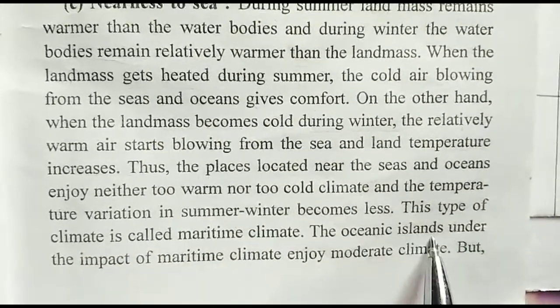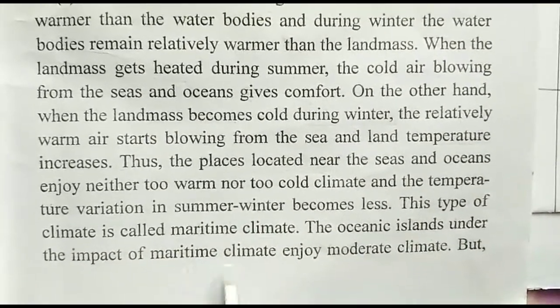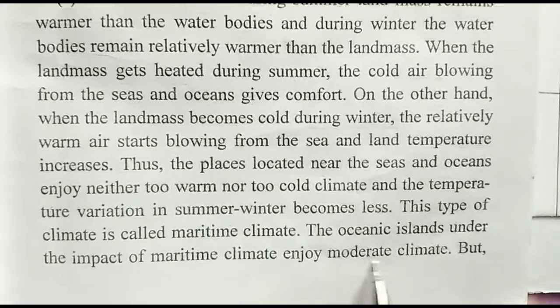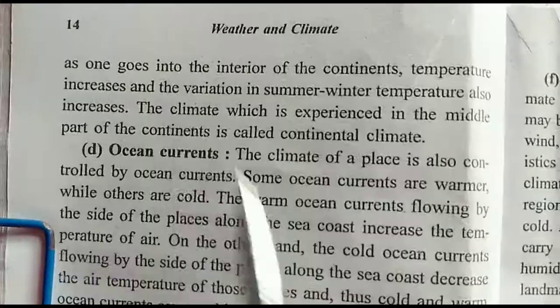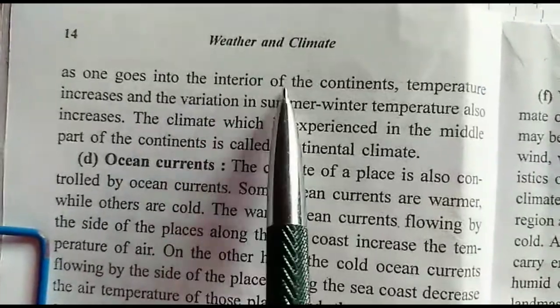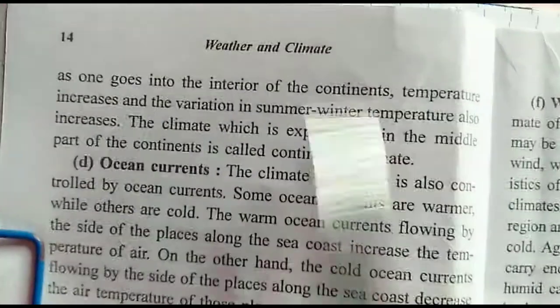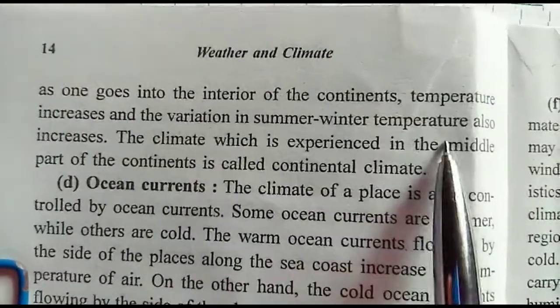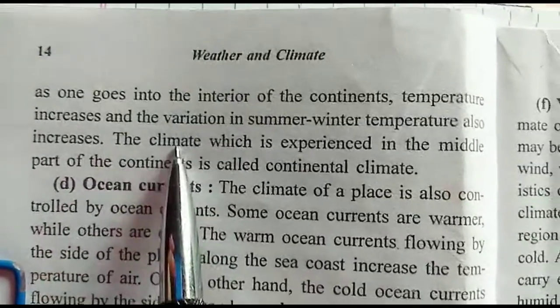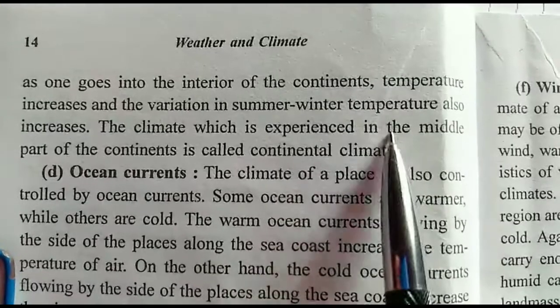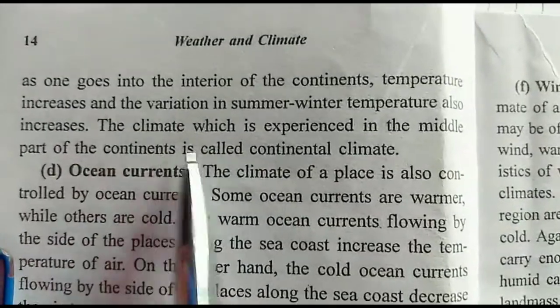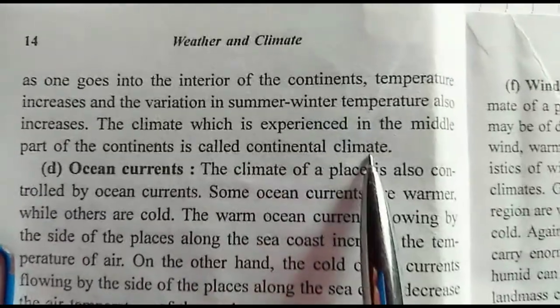The oceanic islands under the impact of maritime climate enjoy moderate climate. But as one goes into the interior of the continents, temperature increases and the variation in summer and winter temperature also increases. The climate which is experienced in the middle part of the continents is called continental climate.